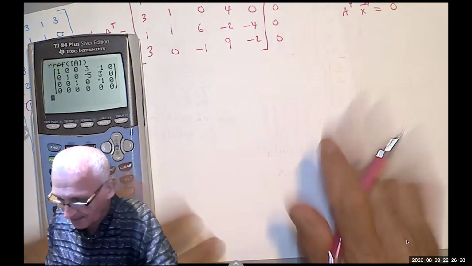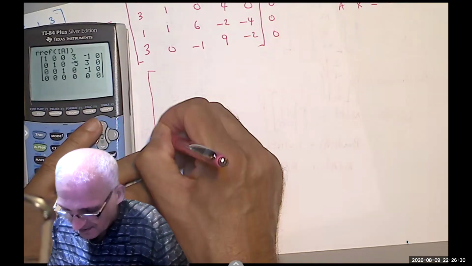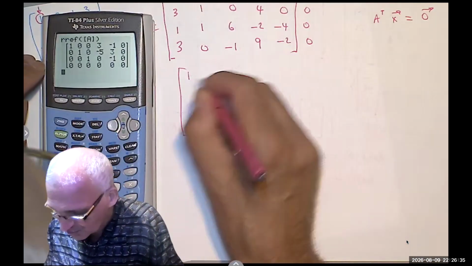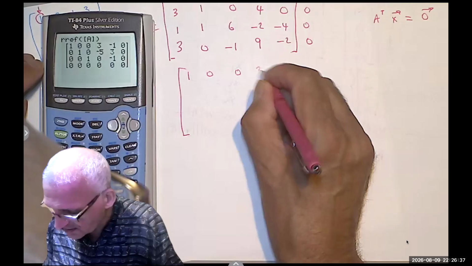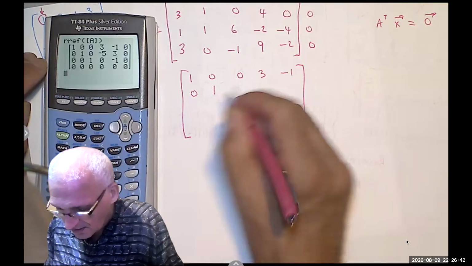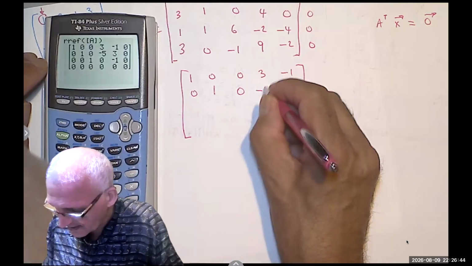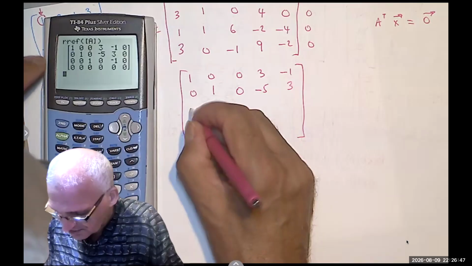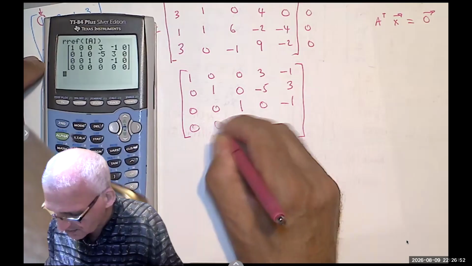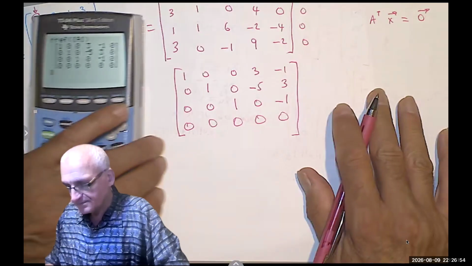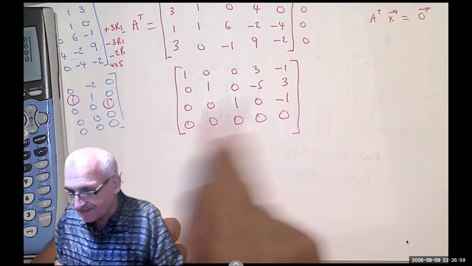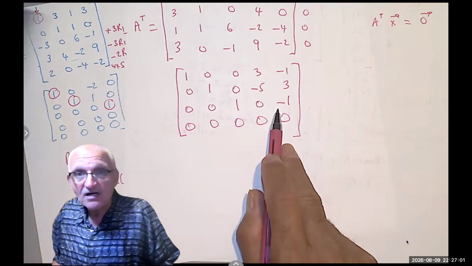Okay. I end up with that RREF. Forget about the last column, this is just the augmented matrix. So I get 1, 0, 0, 3, negative 1, 0, 1, 0, negative 5, 3, 0, 0, 1, 0, negative 1, 0, 0, 0, 0, 0. You can see that the rank of A transpose is 3 and it lives in R5.